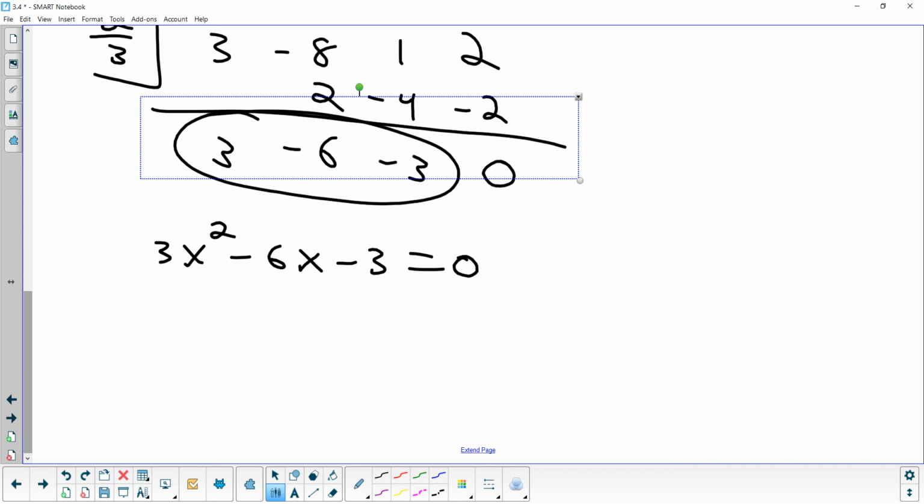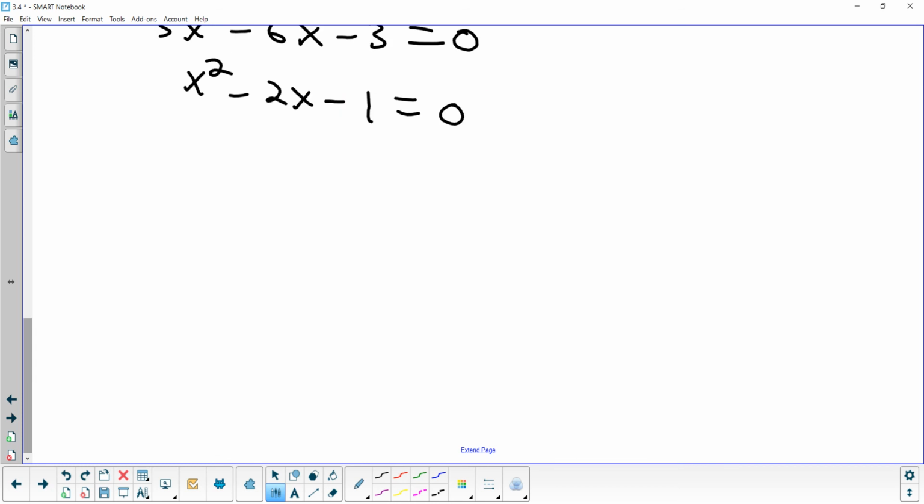There is something you could do with that to make the numbers a little smaller. Still not going to be factorable, but does anybody see what you could do there? Ashley? Divide by 3. You could divide everything by 3. Again, it's still not factorable. So how do we solve something when it's not factorable? What do we have to use? Quadratic. We're going to have to use the quadratic formula. So a equals 1, b equals negative 2, and c equals negative 1.